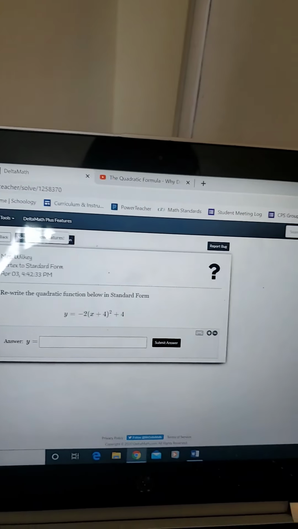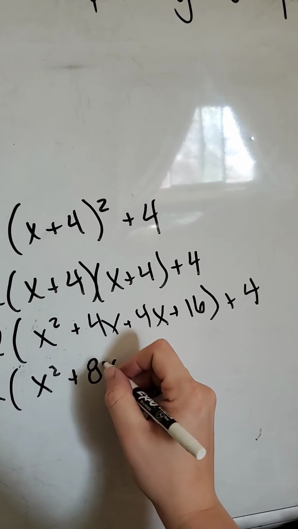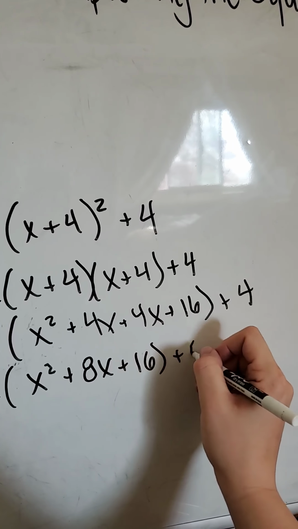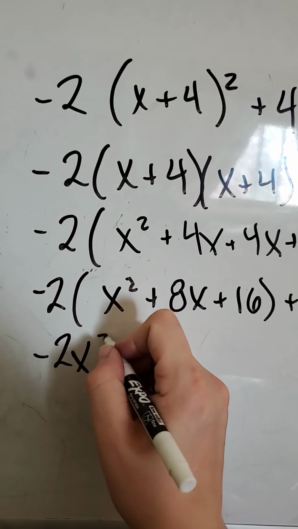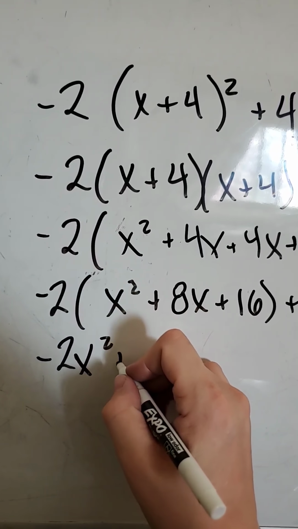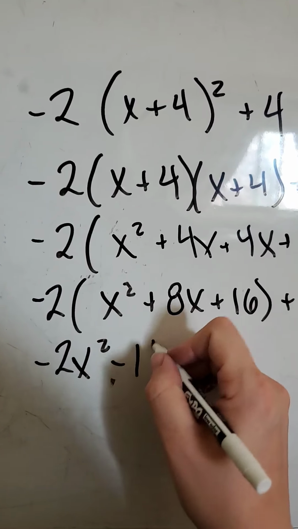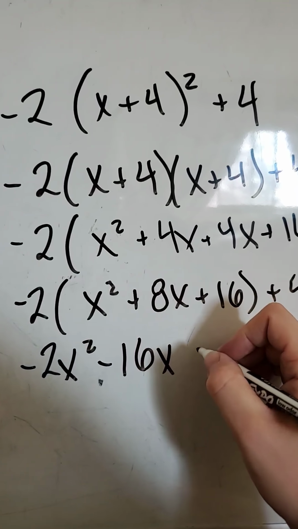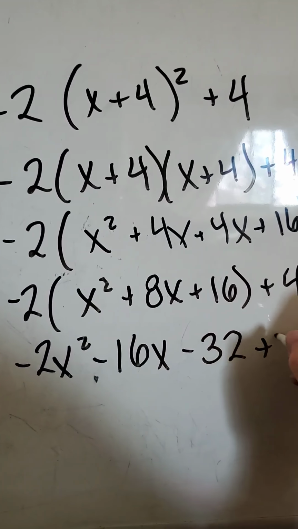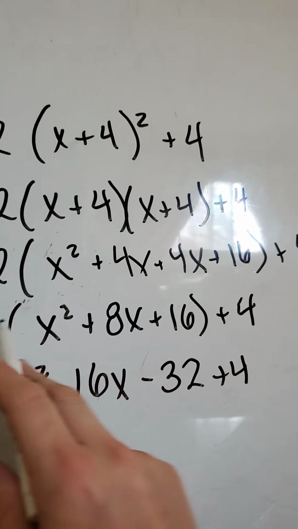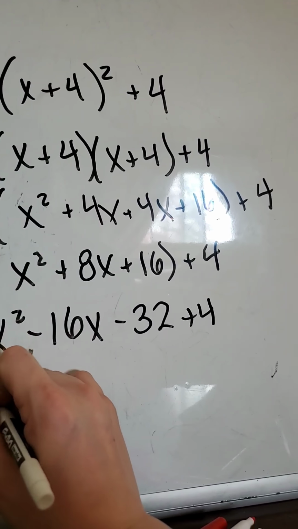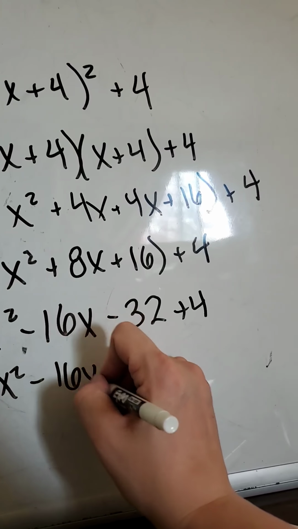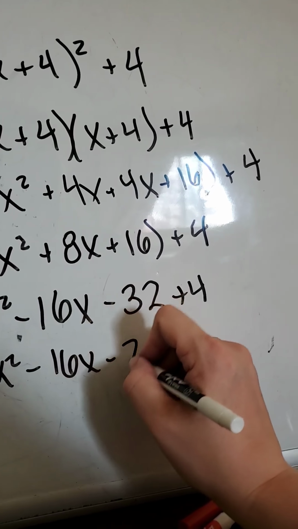So negative 2 times x squared plus 8x, combined like terms, plus 16. Then I have to put my negative 2 inside, so negative 2x squared. Negative 2 times 8x is negative 16x. Negative 2 times 16 is negative 32, and I still have this plus 4. Remember, this plus 4 is not being multiplied by negative 2. And then finally combine my only other like terms right here. Negative 2x squared minus 16x. Negative 32 plus 4 is negative 28.